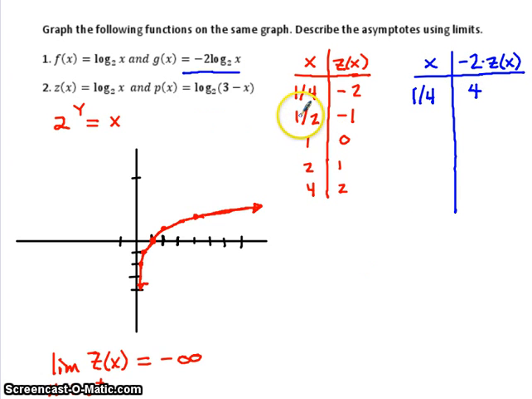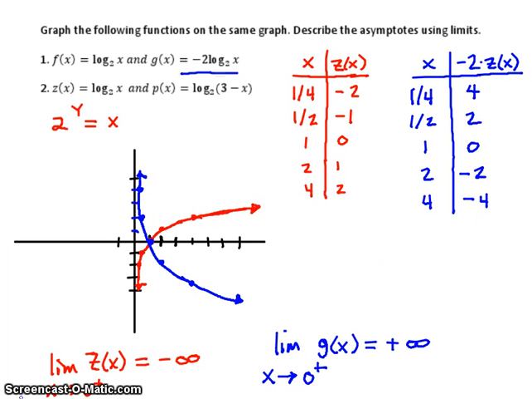And then we're going to multiply -1 times a -2, and that gives us a +2. And then multiply 0 by a -2, that doesn't change. And then we multiply 1 times a -2, that gives us a -2. And then multiply 2 times a -2, that gives us a -4. Let's go ahead and plot these points. Alright, here we have our transformed graph with the limit shown.